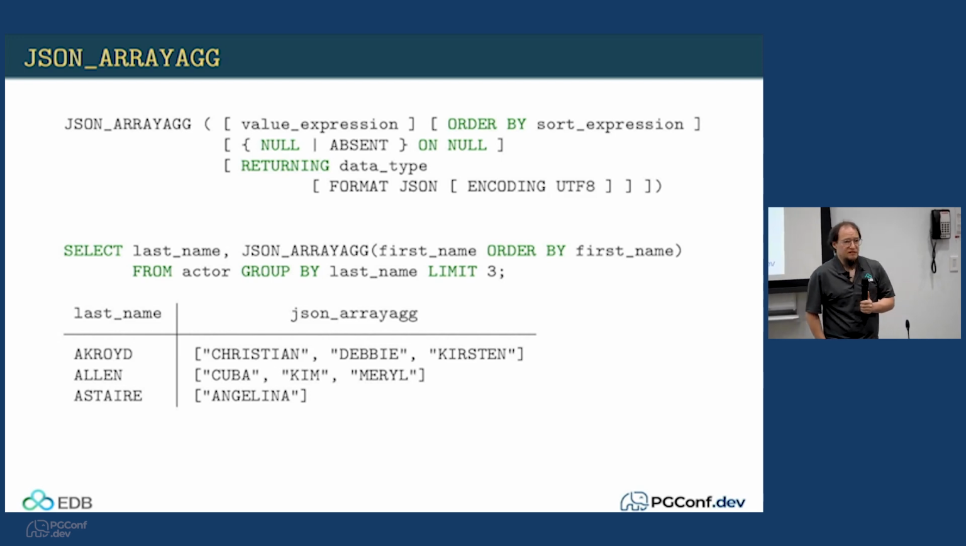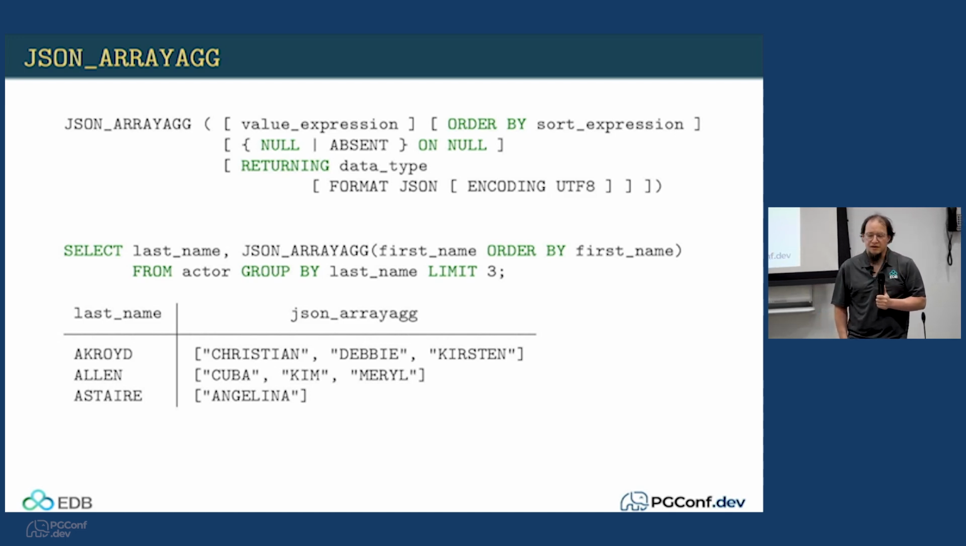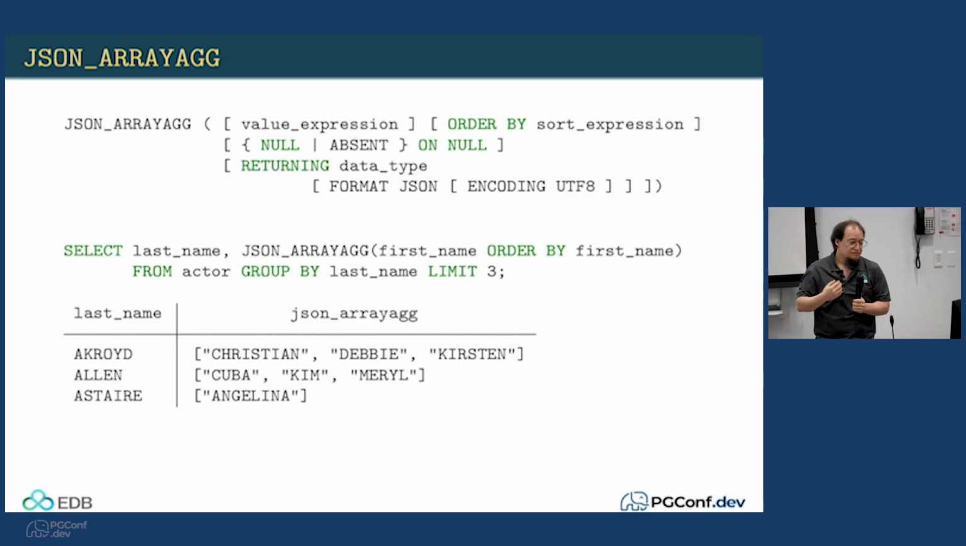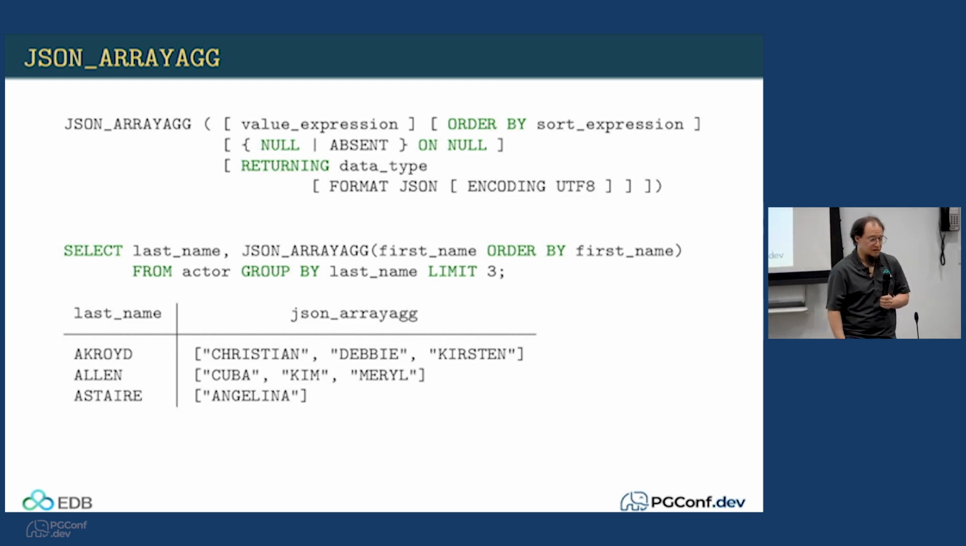So I picked up the Pagila database, which is a port of the Sakila database from MySQL, and installed the tables so that I could use them for test data. Here I am aggregating first names of actors based on last names. So the JSON_ARRAYAGG is aggregating the first names into the second column for each last name that occurs.